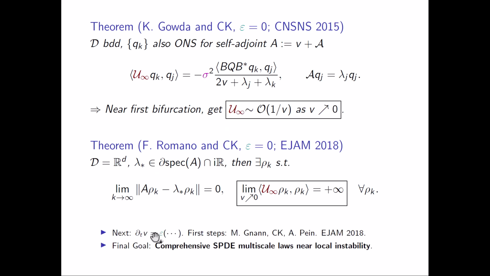to figure out the scaling law of the fluctuations. And now you're asking, well, what about dynamic V? Indeed, we are currently developing, in a whole research program, partial differential equations that are multi-scale in the sense of fast-slow systems, even in the deterministic case. So you have slow and fast variables. For the stochastic case, the first step of fast-slow SPDEs was made in a paper with Manuel Gnann and Anne Pein in 2018. And of course, in the end, our final goal will be to give, like this SODE list, a comprehensive SPDE multi-scale list where you have all the warning signs for all sorts of bifurcation points. So this is very nice.